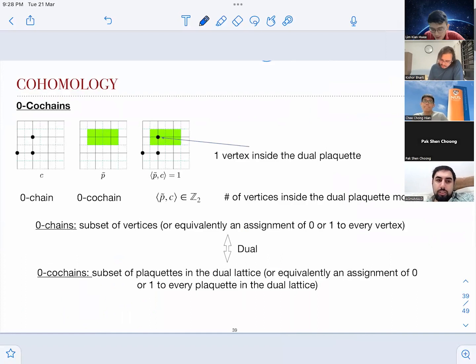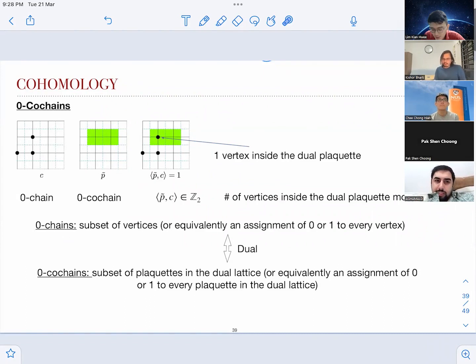So you have a 0 chain, which is an assignment of 0, 1 to certain vertices that you are interested in. A 0 cochain is an assignment of 0, 1 to every plaquette in the dual lattice. Their inner product basically counts the number of vertices that lie inside the dual plaquette. For example, here there is just one vertex, so when you take their inner product, that will give you 1. So that's how the inner product is defined.